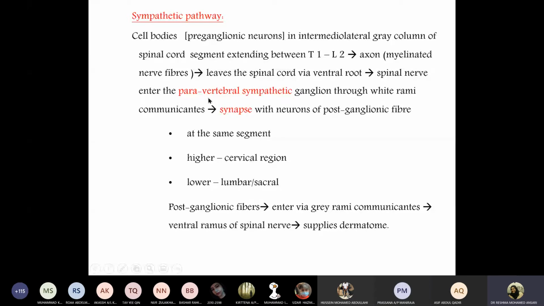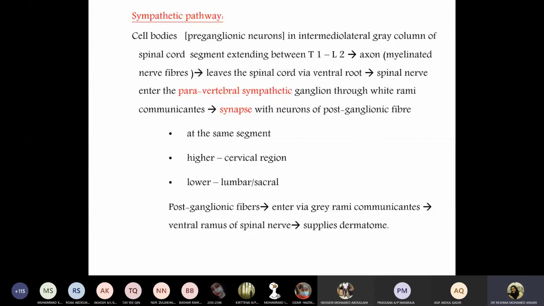Okay, so coming to the sympathetic pathway, the cell bodies of the preganglionic neurons will be found in the lateral gray column of the spinal cord, extending between T1 and L2. They will enter into the spinal nerve and leave the spinal cord via the ventral root. Then the spinal nerve enters the paravertebral sympathetic ganglion. The preganglionic fibers are whitish in color, and then they will enter into the sympathetic ganglion.